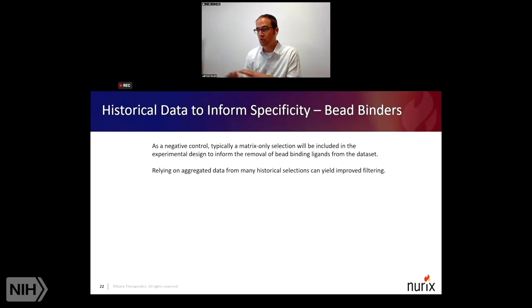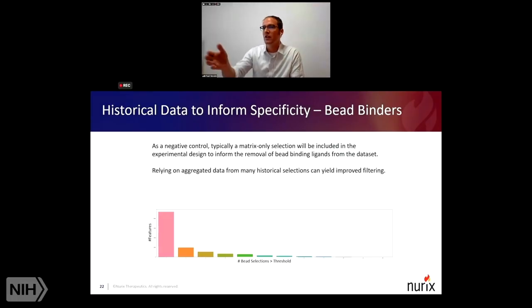And this is definitely a productive step, but I want to make a point that relying on aggregated data from many historical bead selections can really help you contextualize this process and ensure that you're not over-filtering or inappropriately filtering your data. So as an example, here's a rather colorful plot where we aggregated data from 16 different bead selections. Along the x-axis, we're showing the number of features that are present in a given number of these bead selections.